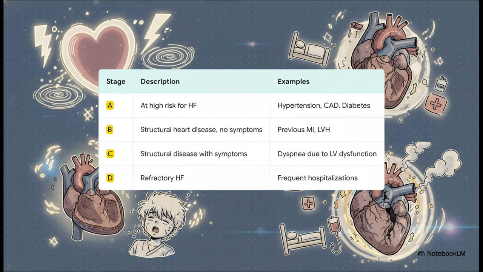And what's really interesting is that you can be in stage A or B without having a single symptom. Stage A just means you're at risk, say you have hypertension. Stage B means you have some structural damage, maybe from a past heart attack, but you still feel fine. Once you develop symptoms, you're stage C. And here's the key: you can't go backwards. You're stage C for life. Stage D is, of course, the end stage.